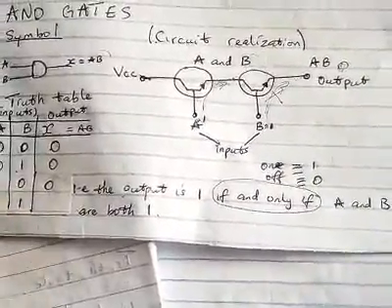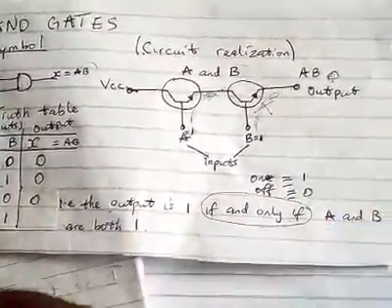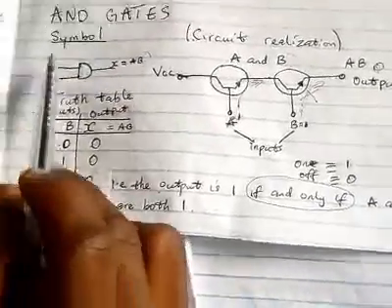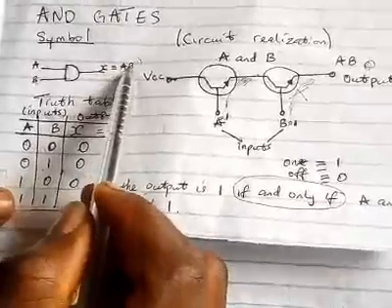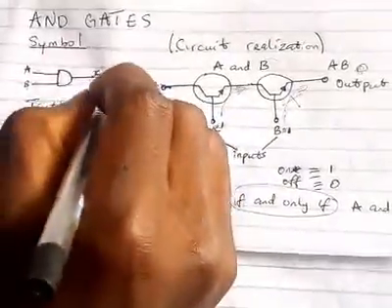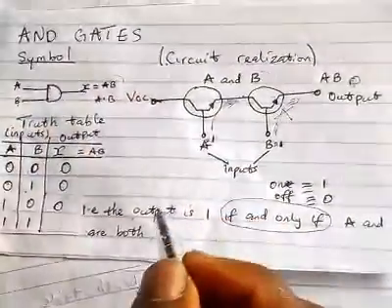So that is the basic analogy of the AND gate. So if we have A and B as the inputs, the product is going to be X equals AB. That is A dot B. A and B.